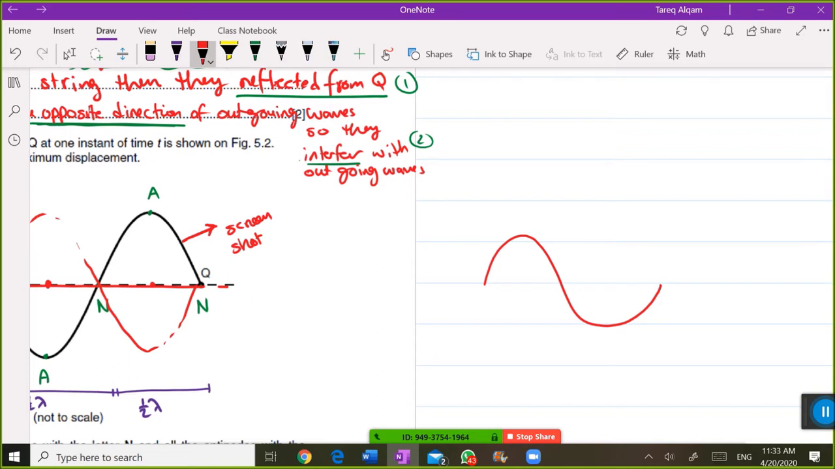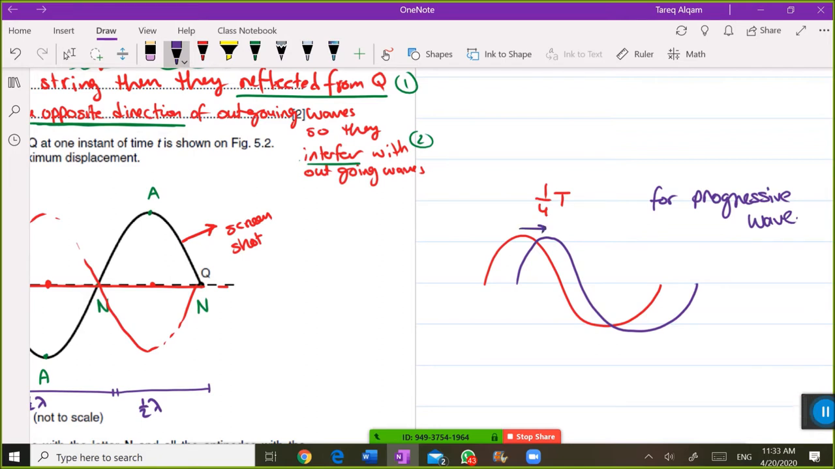The progressive wave after a quarter cycle, I have to draw it. I want to show you the difference. This is for a progressive wave. And if I take a snapshot of this wave after a quarter period, I will observe that the wave is in this position and shape. This is the difference between progressive waves and standing waves.